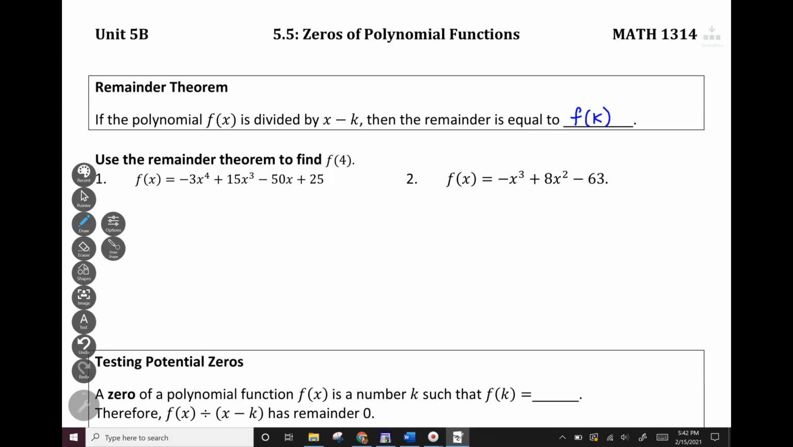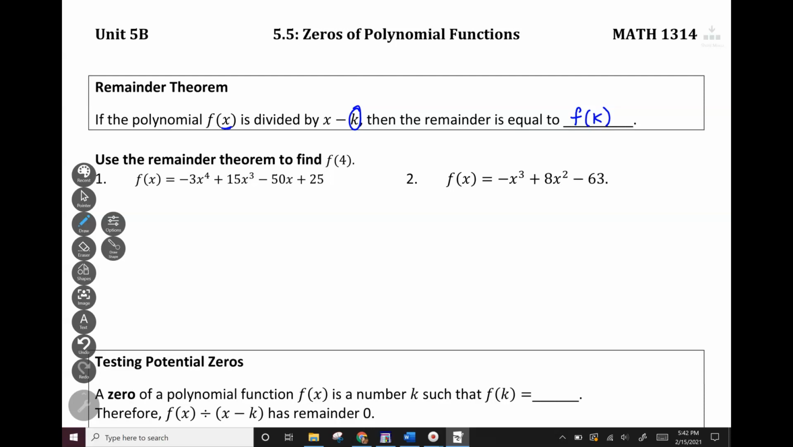So if I plug in this number in for x here, that's f of k, but it turns out that the remainder, when you do synthetic division, actually equals f of k. So you always know what f of k is based on the remainder.